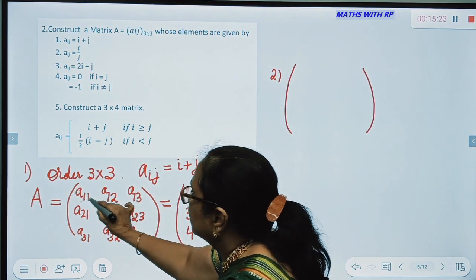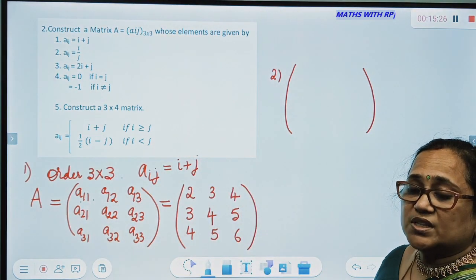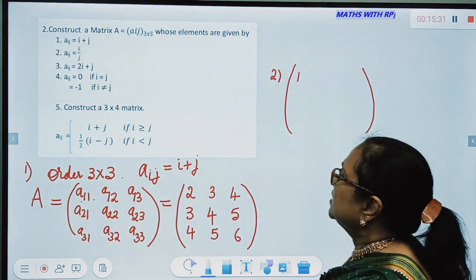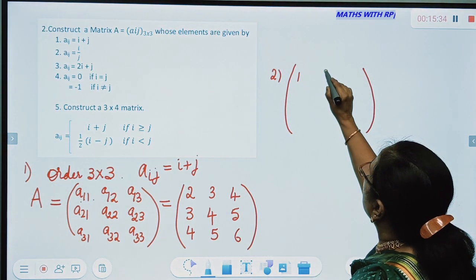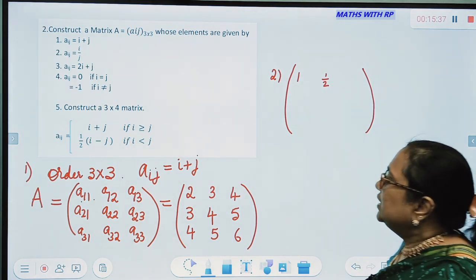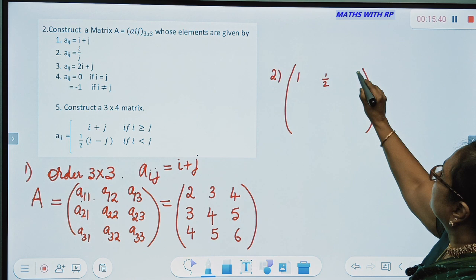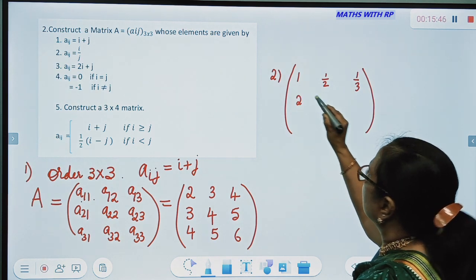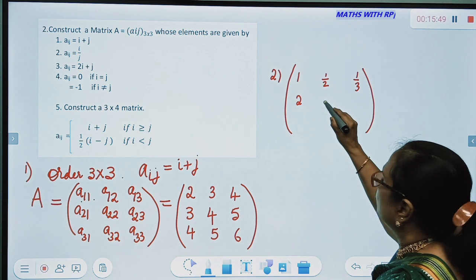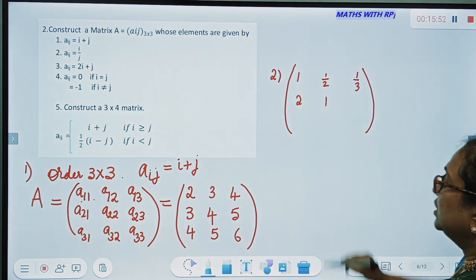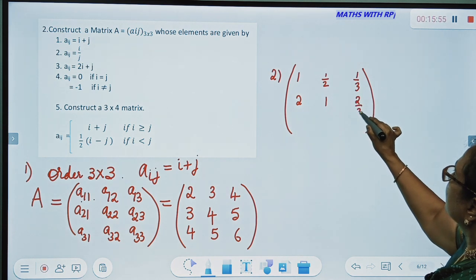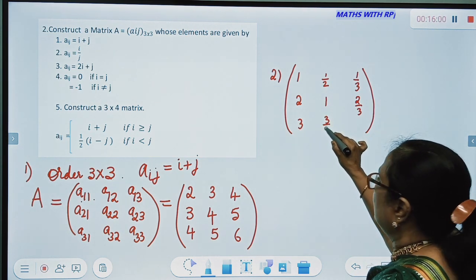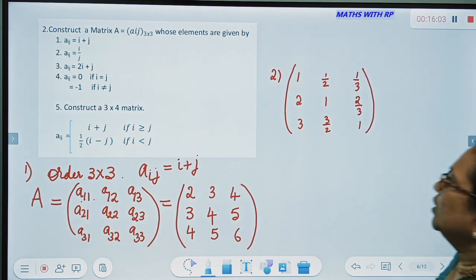So this is your i and this is your j. i stands for row, j stands for column. So in the first case, i by j will be what? 1. In the second case, i by j will be what? 1 by 2. A13 will be 1 by 3. A21 will be 2 by 1. A22 will be 2 by 2, which is 1. A23 will be 2 by 3. A31 will be 3 by 1, which is 3. Then you have 3 by 2 and then 3 by 3, which is 1.